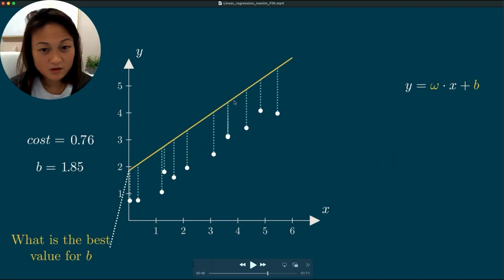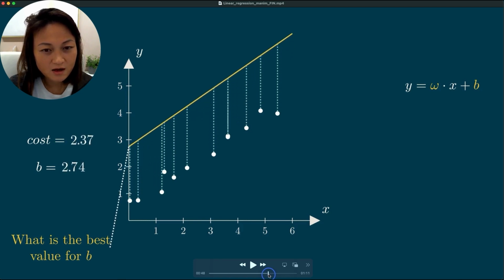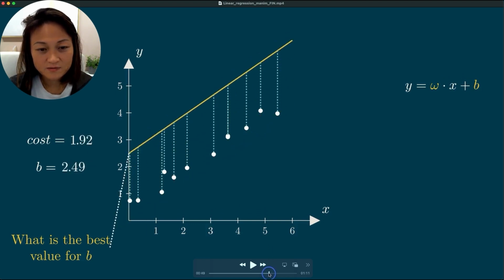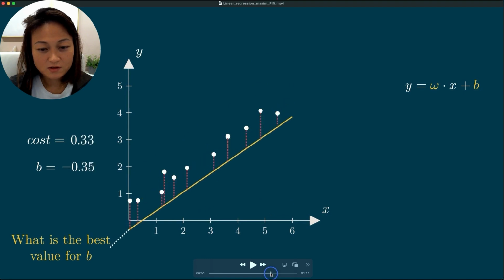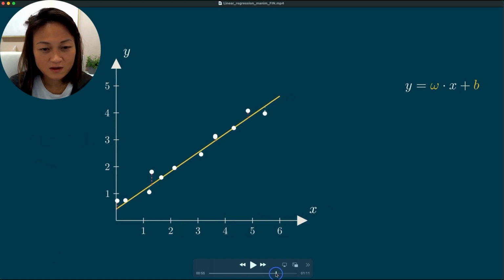And we've already found a pretty good value for w, but now we're asking ourselves, well, what's the best value for the second parameter, b? So we start moving it up and down, and we can see if we move it too high up, these cost lines, or these error lines, start getting really long. And what that means is that the cost starts getting really high. And if we move it down, if it's too far down, again, the cost goes up. Where we want it is some optimal value for b, where the cost becomes very low.